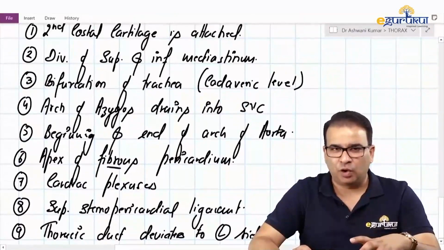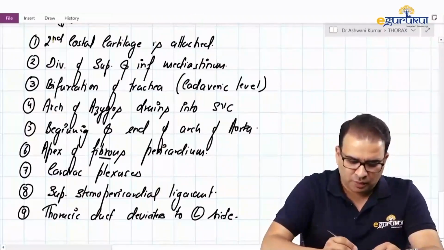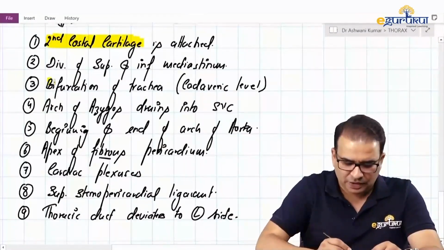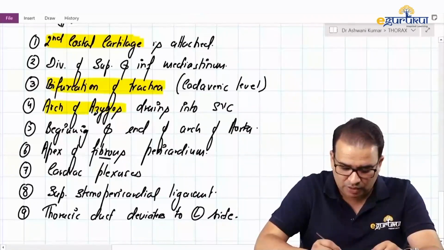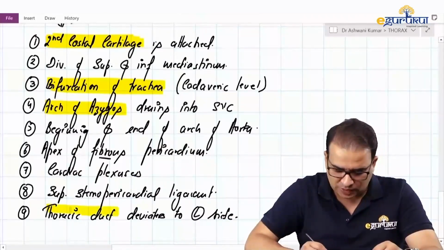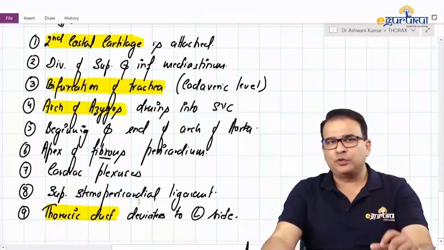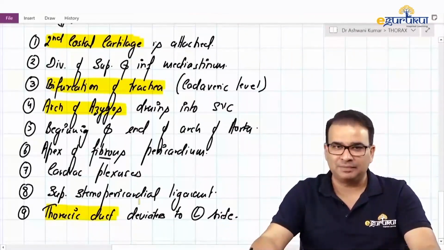I would say out of all these, the ones which are the most important here: one is the second costal cartilage attachment, which is very important. The bifurcation of the trachea, that is another important one. The arch of the aorta is important. I would say this thoracic duct one is important. So very precisely, from the exam point of view, out of all these, these are the ones that you should remember all the time.